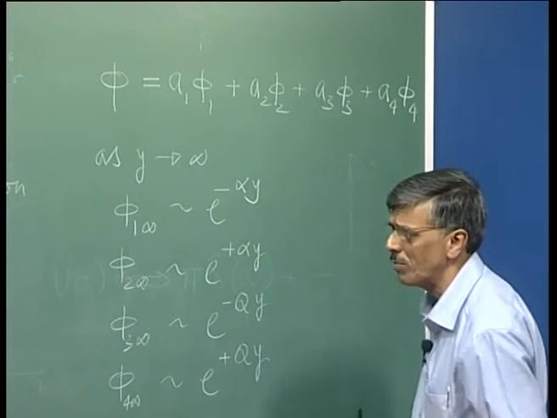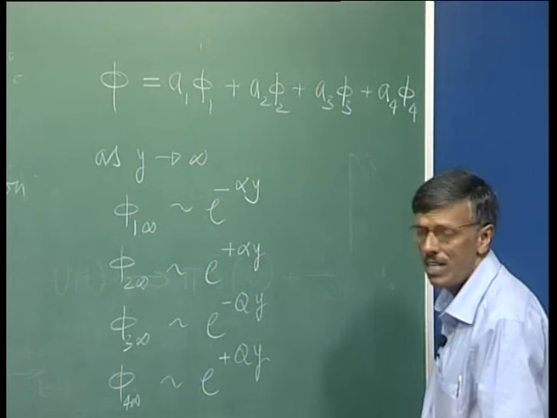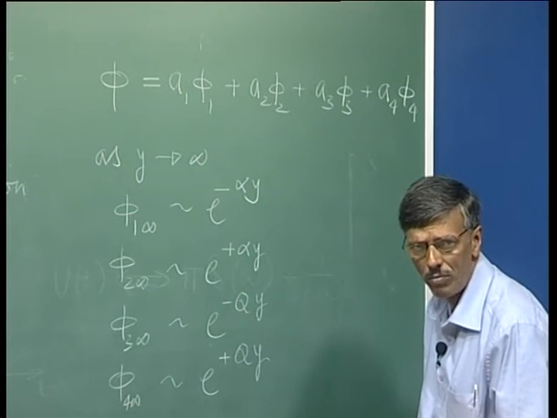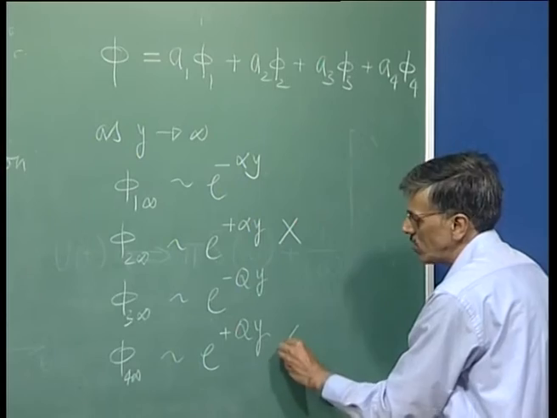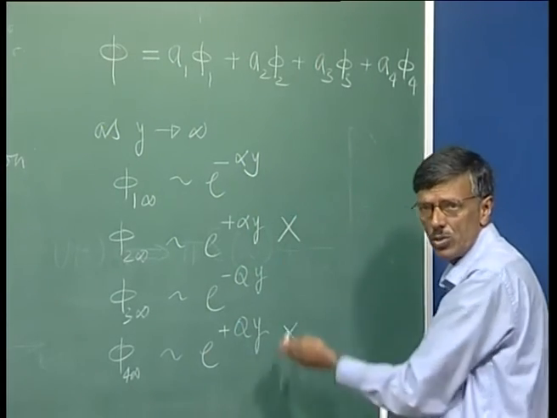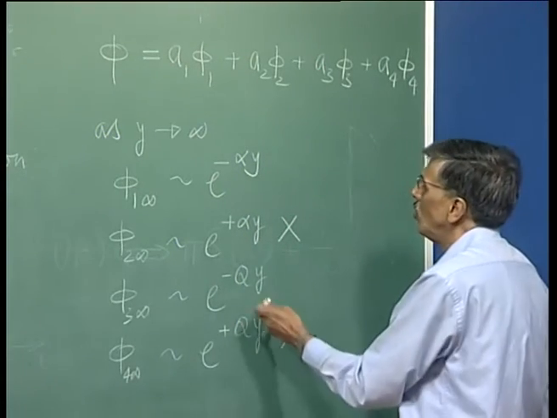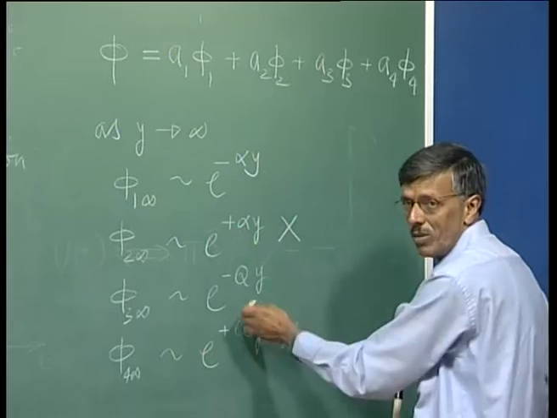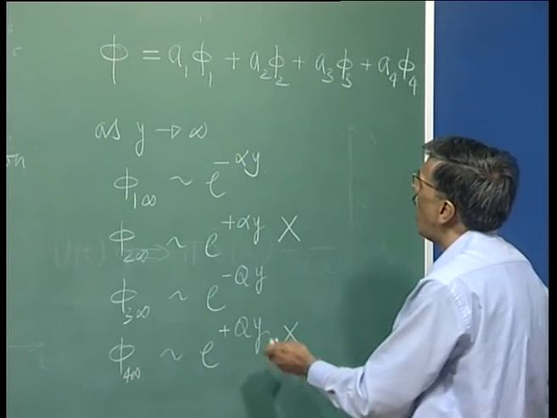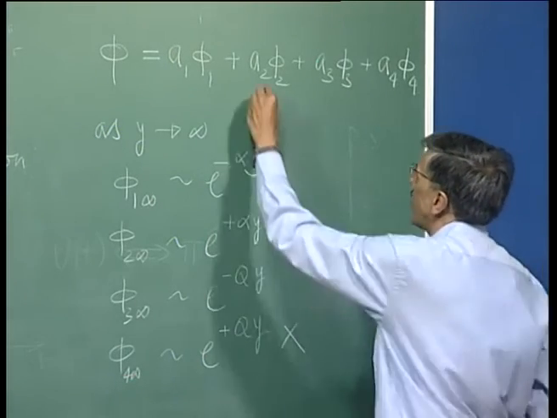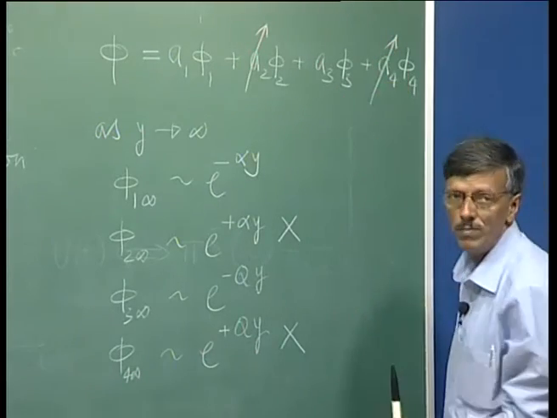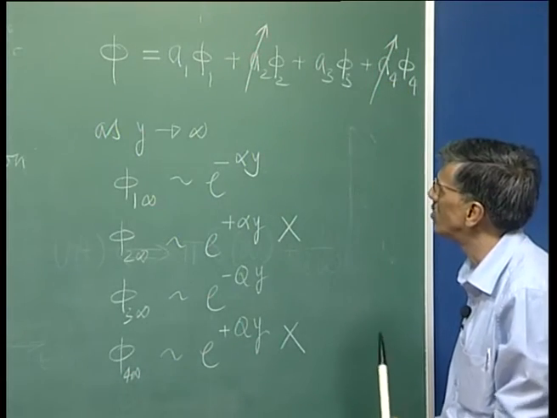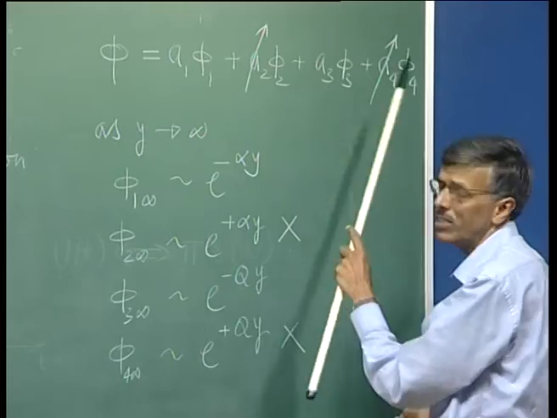Now, if you are talking about a wall excitation, and if you say that the real part of alpha is positive, then this is not admissible. This is not admissible, because these are showing growth with y. So, we have to keep only these terms. How can this happen? Well, this can happen only if we switch off the A2 and A4 terms. So, we have 2 terms, A1 phi 1 plus A3 phi 3.